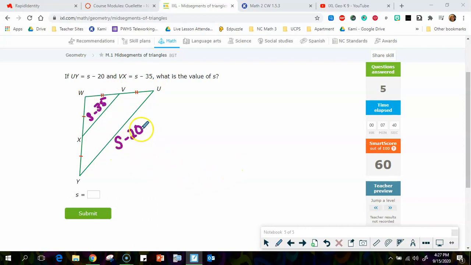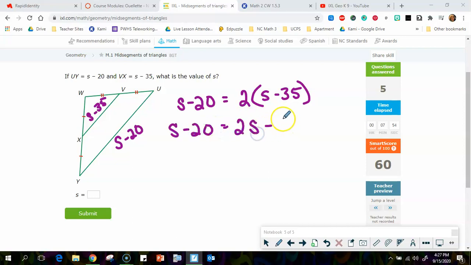All right, so S minus 20 is 2 times S minus 35. So I have to put that in parentheses. And now I use the distributive property here. S minus 20 equals 2S minus 70. Let's subtract an S here, and then we'll add 70 over here. So that's going to be 50 equals S. All they asked us for was what S is. If they asked for the length of XV or whatever, then we would have to do 50 minus 35, plugging in what we got for S, but it only asked us for S on this one.